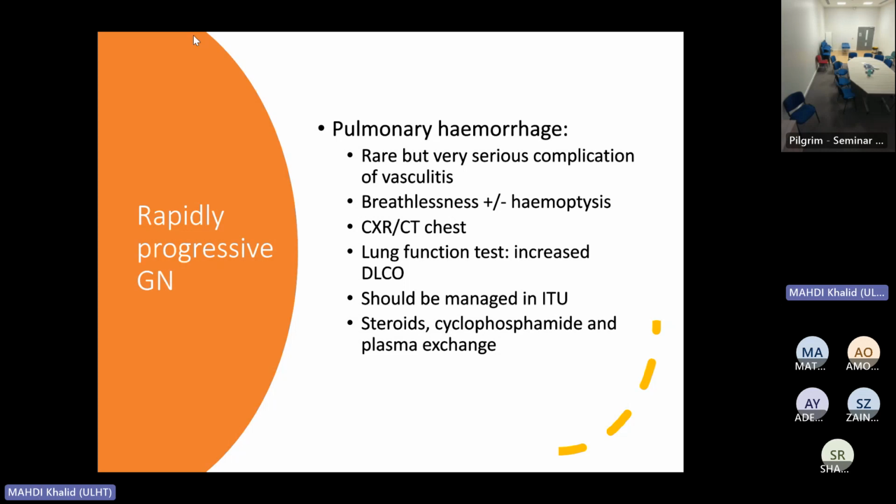So I've already covered this, that's why you need to act on it quickly, get the CT, let ITU know, even if they're well. Somebody who's got pulmonary hemorrhage might just get worse very quickly.